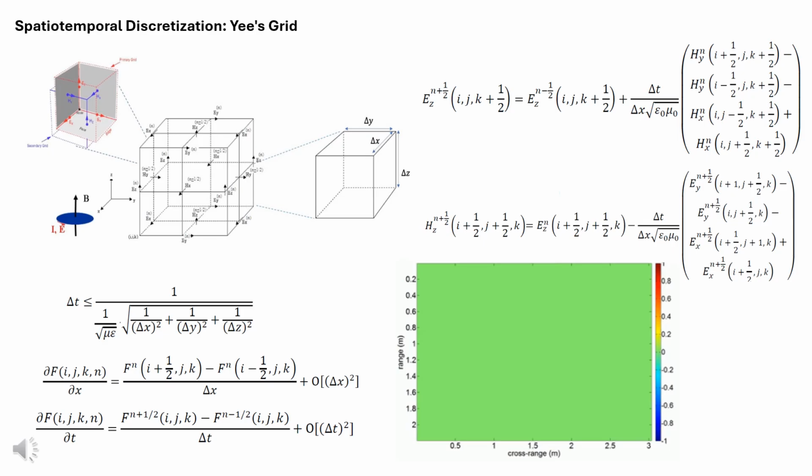To maintain numerical stability, the FDTD method adheres to the Courant-Friedrichs-Lewy (CFL) criterion. The time step delta t must satisfy the CFL condition, which depends on the spatial step sizes delta x, delta y, delta z, and the maximum speed of electromagnetic waves in the medium, c max. This criterion ensures the time step is small enough to accurately capture field propagation without introducing numerical instability.